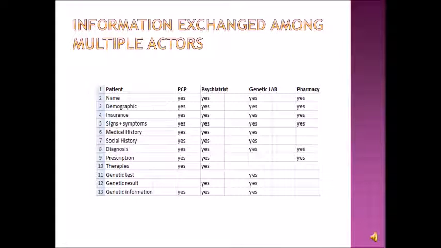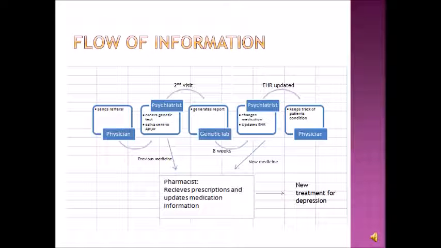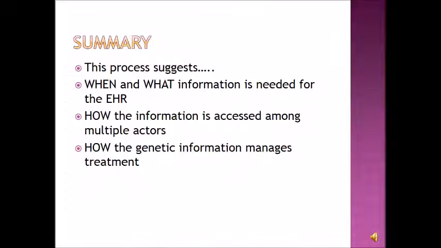Multiple actors deal with the patient's record. However, it is the psychiatrist and the genetic lab who exchange genetic information with each other. This diagram shows the flow of information and the point in time when patient's information was analyzed and treatment was changed. In short, this process suggests when and what information is needed for the EHR, how the information is accessed among multiple actors, and how the genetic information manages the treatment.